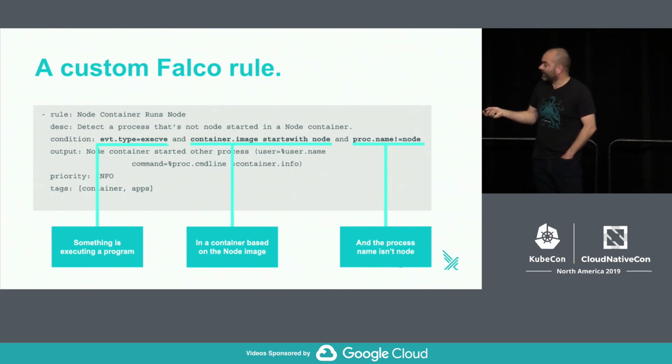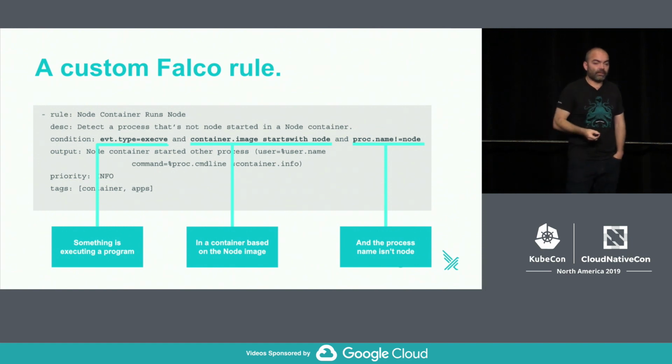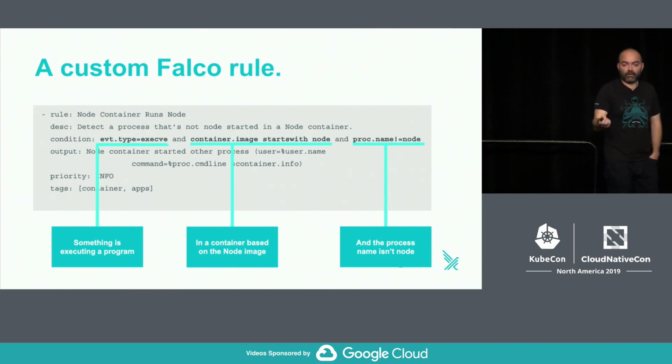So I've spawned a process using the execve system call, and my container image starts with node, and my proc name does not equal node. So basically, anytime that a container runs a process other than the node application, we'll get an alert that the container is doing something abnormal.